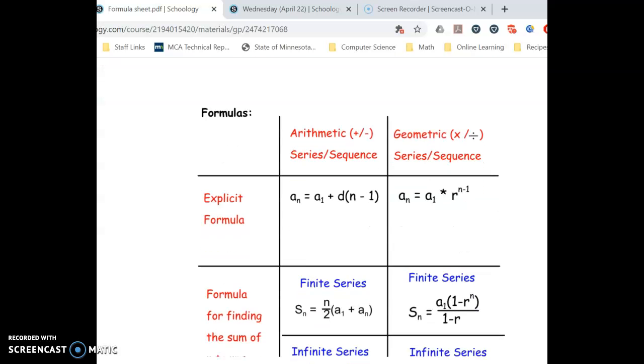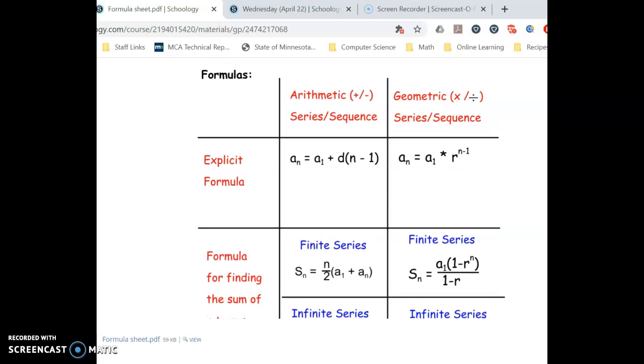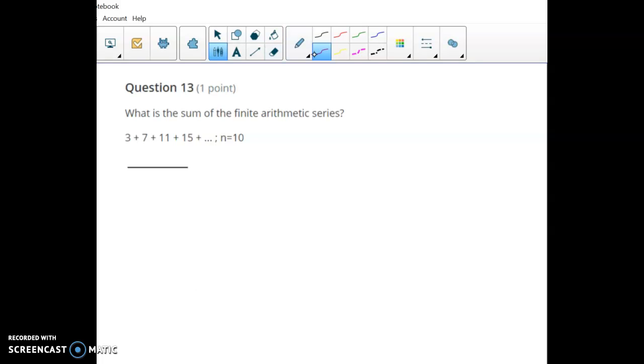So if we look at this one, we are doing an arithmetic find the sum question, so we need to use this formula, where n is how many terms we have, a1 is the first value we're adding, and an is the last value. Okay, and so I think we already have all that information. So here's the formula. Number of terms divided by 2, first term plus last term. So let's see. Actually, we don't have everything.